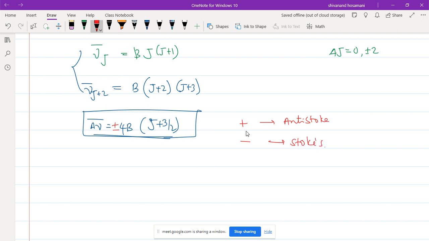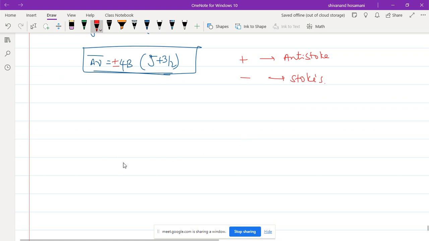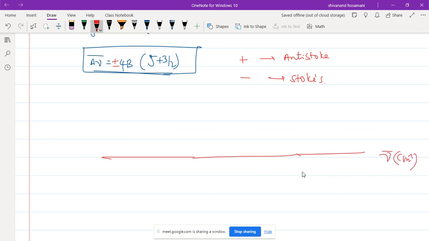Therefore, if we represent it graphically line-wise, this is the nu bar, in per centimeter. Let us consider the incident light that comes in. We call it the exciting line, or Rayleigh line. In the case of the shift, take J equal to 0. What about J equal to 0?